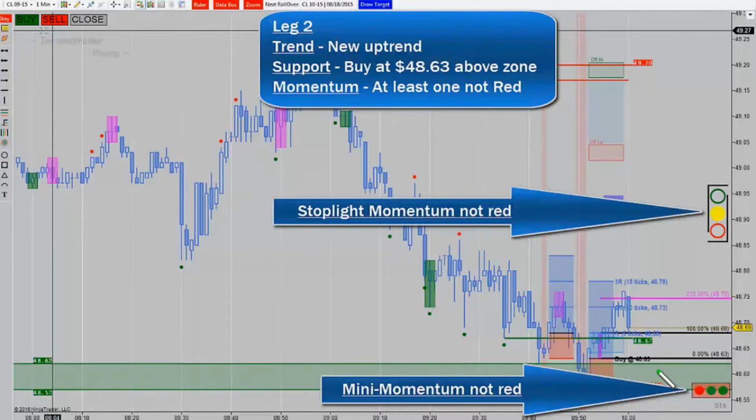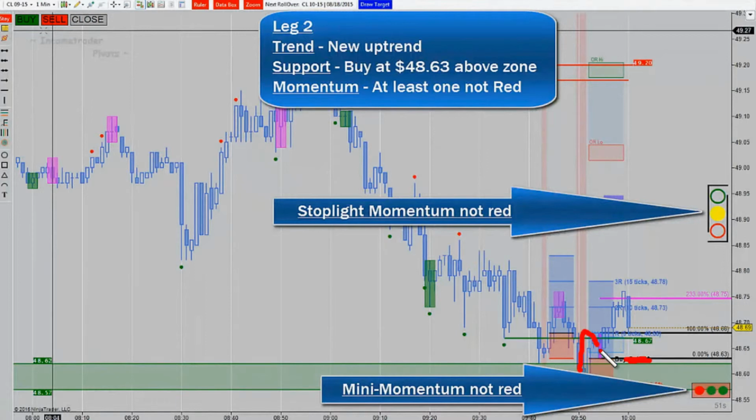And we're going to buy at this exact same level. We're going to put the order back down here. And again, we don't want both of these to be red. So if we come back in here, we don't want both of these to be red. If they are, we won't take the pullback entry. But if they're not, which they aren't, we'll go ahead and look for the same entry at the same price.